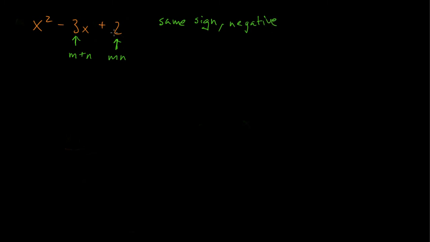So what are the ways I can multiply to get 2? Well, I can multiply 1 and 2. Oh, but they both need to be negative, so I guess negative 1 times negative 2. And I think that's it, and that adds to negative 3. Okay, so those are the two numbers. So to factor x squared minus 3x plus 2, I'm going to have x plus negative 2, or just x minus 2, times x minus 1. That's my factored form. I'm done.